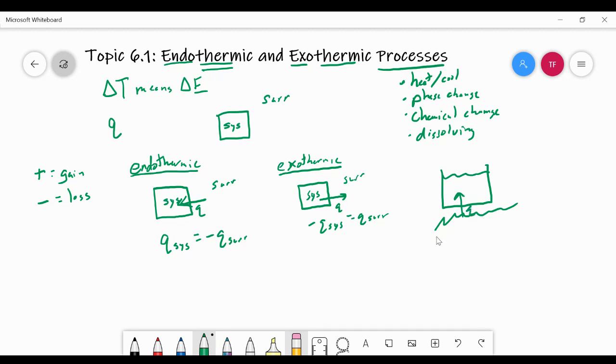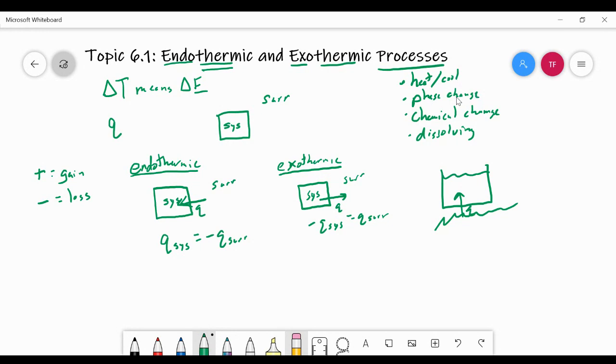So what if you cool something down? What if you turn the heat off? You turn the heat off, and now the hot water is going to start cooling. When it cools, is that an endothermic or exothermic process? Well, the water molecules are slowing down. That means they're losing energy. Where's the energy going? It's going into the surroundings. And so that's an exothermic process. So heating is endothermic, cooling is exothermic.